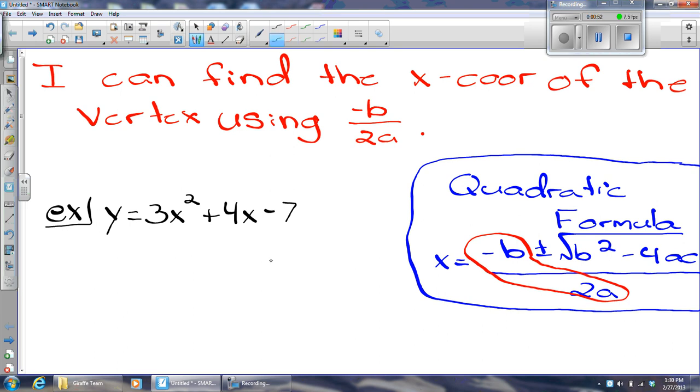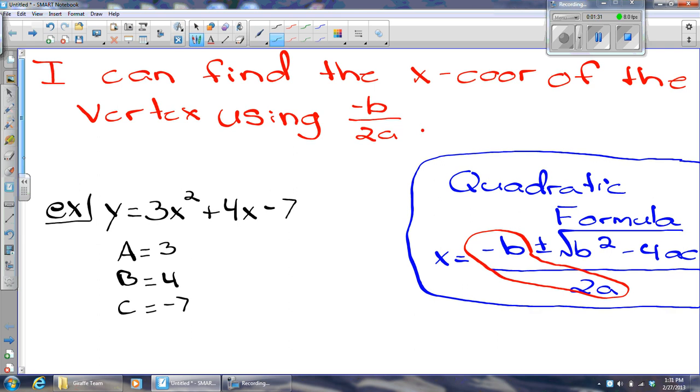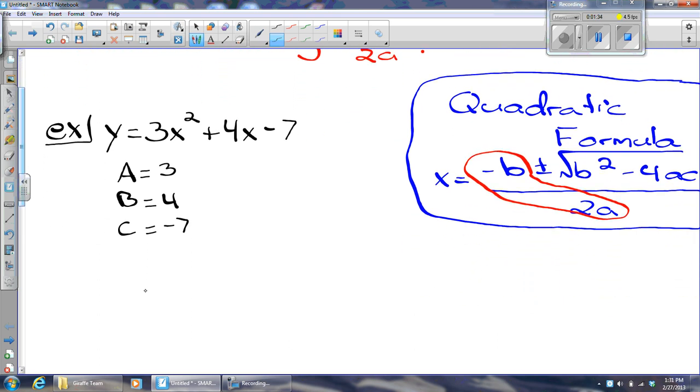So with the first example, we have y equals 3x squared plus 4x minus 7. So we're going to find our b and our a. And if you remember from previous videos, our a, b, and c are just the coefficients in our quadratic equation. So our a is 3, our b is 4, and our c is negative 7. Now we're not going to need our c because we're only using b and a. So we're going to plug these into the formula.